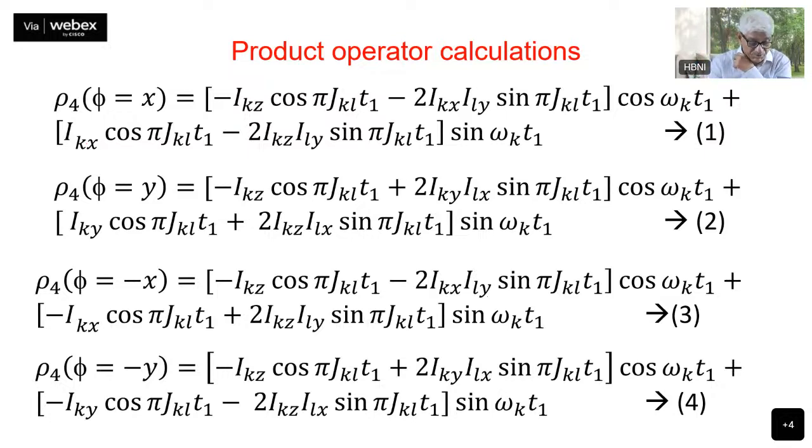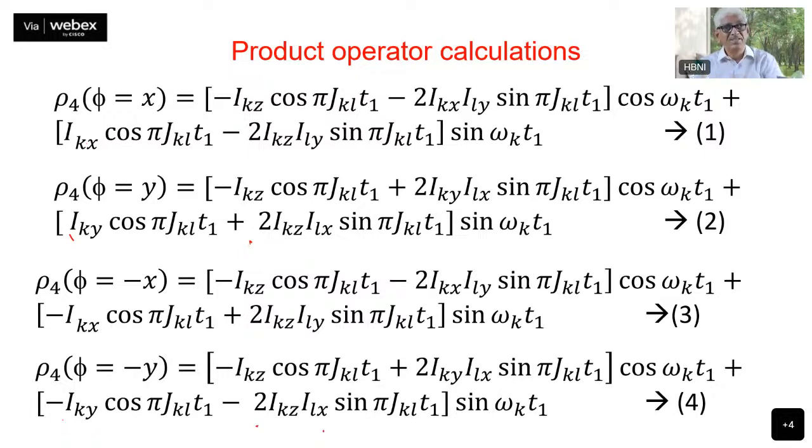Now rho 4 for phi equal to minus y, again similar to this but with a small change in the signs. So you get the first term the same, minus IKZ cosine pi JKL t1, plus 2 IKY ILX sin pi JKL t1 cosine omega K t1 minus IKY cosine pi JKL t1. Notice the change in sign here, and minus 2 IKZ ILX, again notice the sign change here, minus 2 IKZ ILX sin pi JKL t1 sin omega K t1.